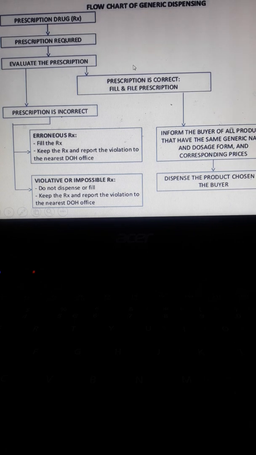Here is the generic flow chart of generic dispensing. Prescription drugs, for example antibiotics, require a prescription by the physician. When the pharmacist receives it, the pharmacist will need to evaluate the prescription. Then if the prescription is correct, the pharmacist will fill the prescription and inform the buyer or patient of all the products that have the same generic name, the same dosage form, and the corresponding prices.